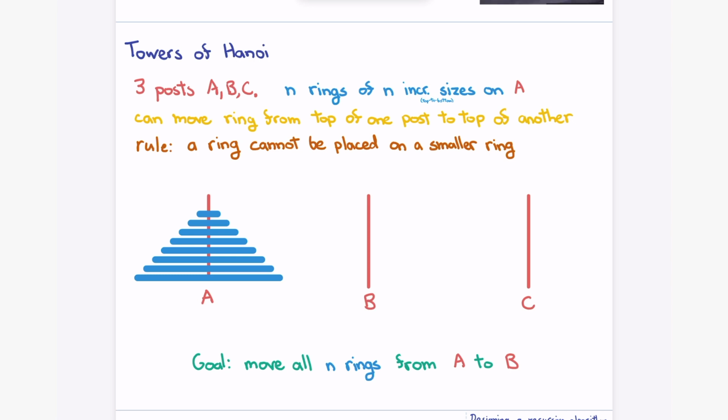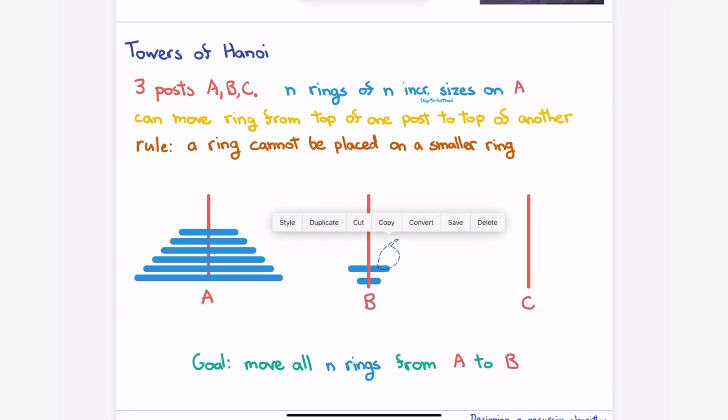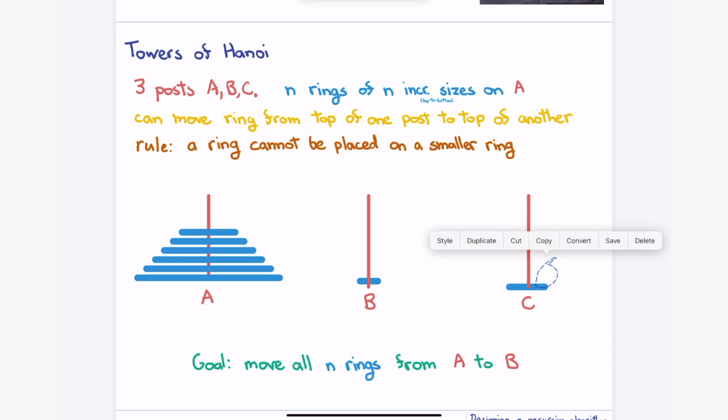And your goal is to move all the rings from the first post to the second, but there's a rule. The rule is that the rings always have to be in order, in the sense that you can't put a bigger ring on a smaller ring. So you can do something like this where you move the smallest ring to B, right? But then you look at this next ring, you're not allowed to put it there. You'd only be able to put it there.